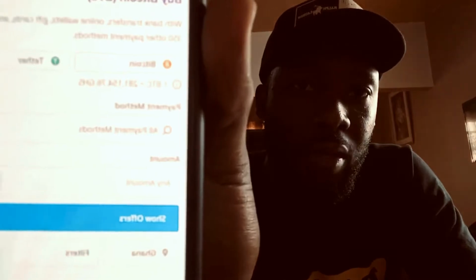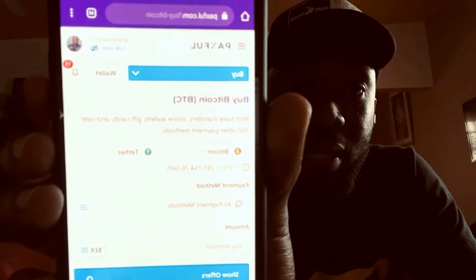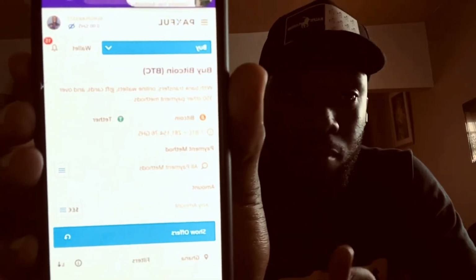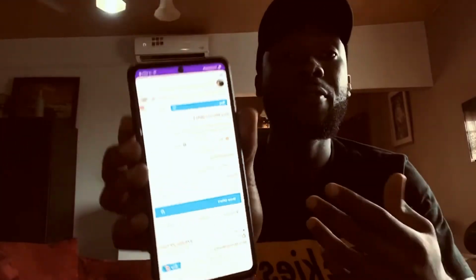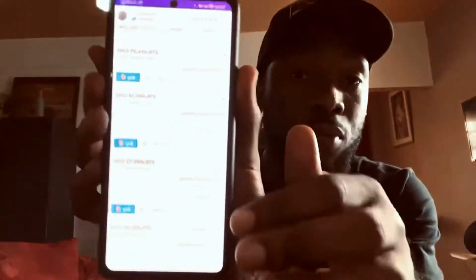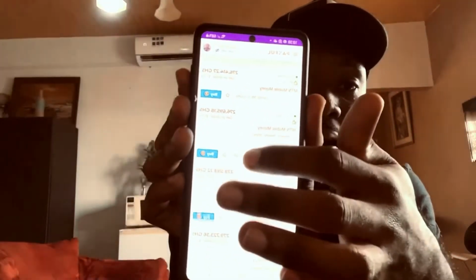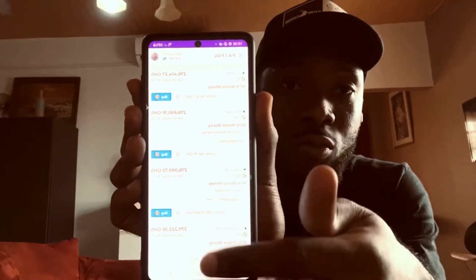There are over 350 ways to get your money to buy Bitcoin. 350 payment methods. I personally like using mobile money, MTN Mobile Money or Vodafone Cash. It's easier and safer. And there are different vendors who are available. So all these are vendors ready to sell.